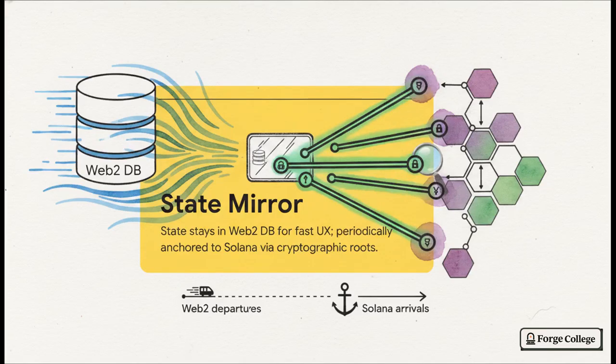Honestly, this is often the sweet spot for developers. Here, the primary state actually stays in a Web 2 database. Why? Simply for that incredibly fast, instant-click user experience. But to keep everyone honest, that Web 2 state is periodically anchored to Solana using cryptographic routes. It's brilliant because it perfectly blends the speed of Web 2 departures with the eventual, undeniable auditability of Solana arrivals.